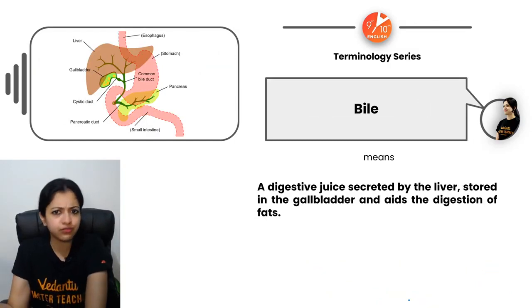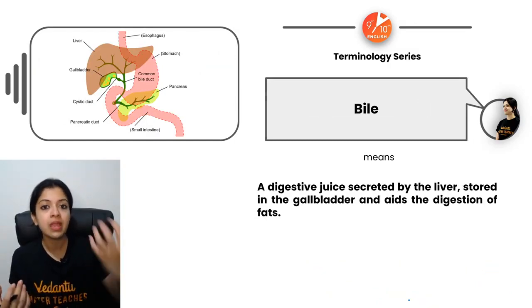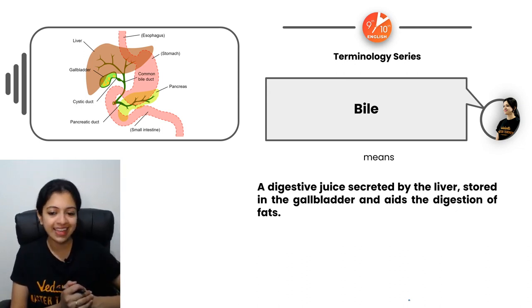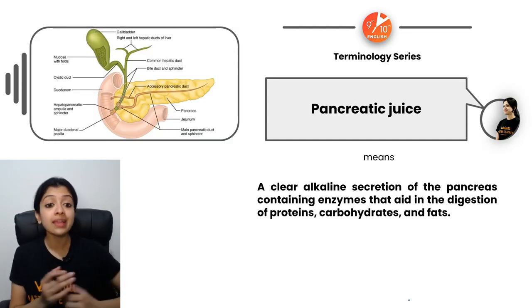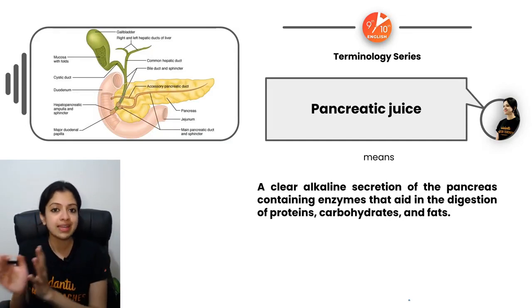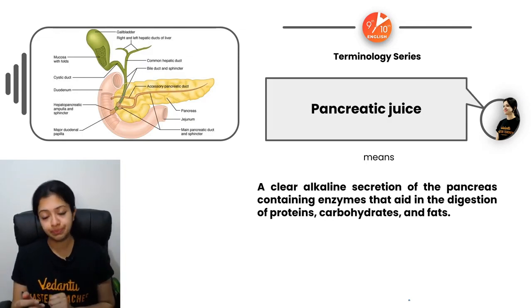Now coming to bile, of course, I've told you already, it's the digestive juice secreted by the liver, stored in the gallbladder, aids in the digestion of fats. Okay, right. Now, pancreatic juice. Now remember, on the right side of your stomach, there's the liver. On the left side, there is the pancreas, the leaf-like organ which you see here.